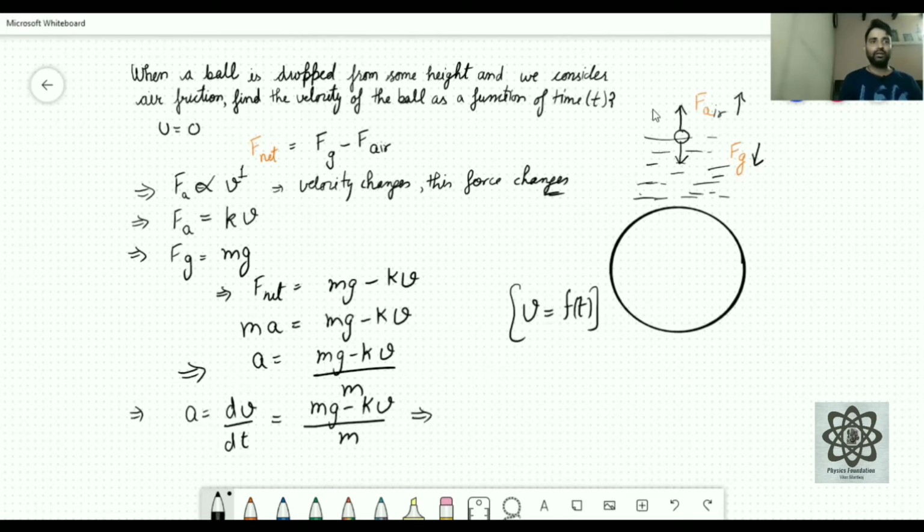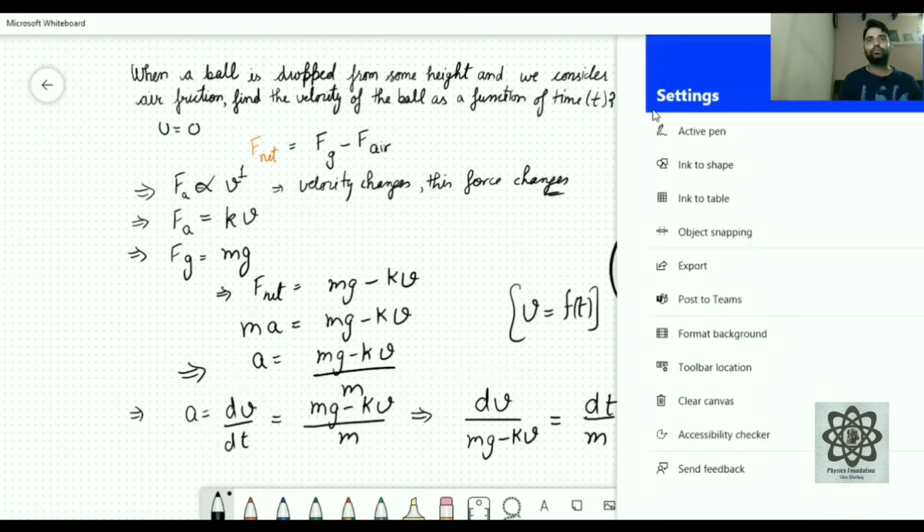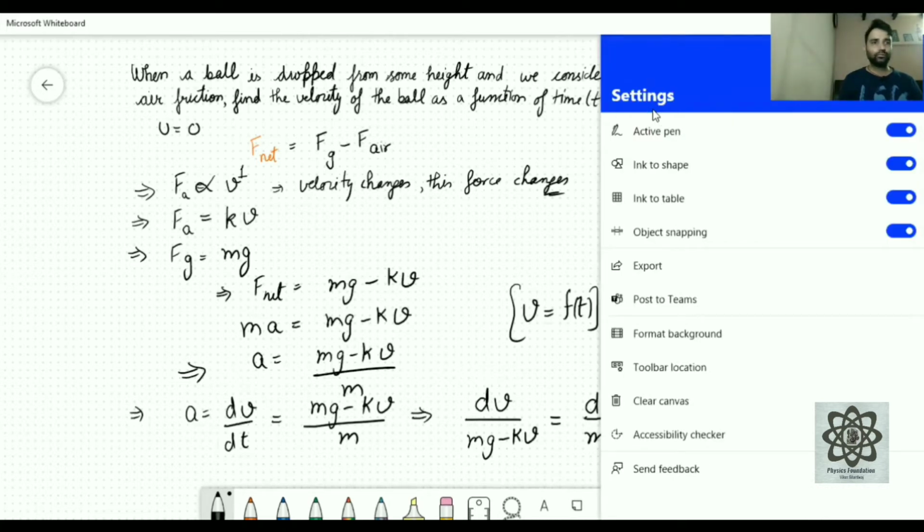Now if we simplify this, we will take the mg minus kv term in the denominator with dv. So we can write dv upon mg minus kv is equal to dt upon m, right? Now what we need to do is integrate it, right? So let's integrate it.